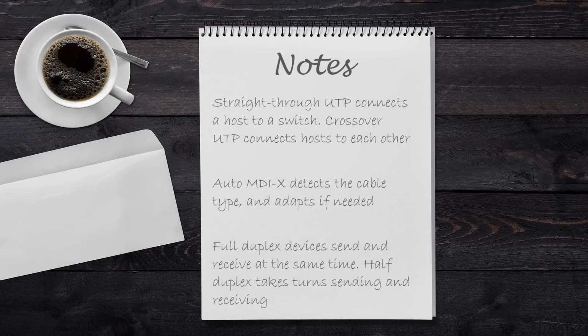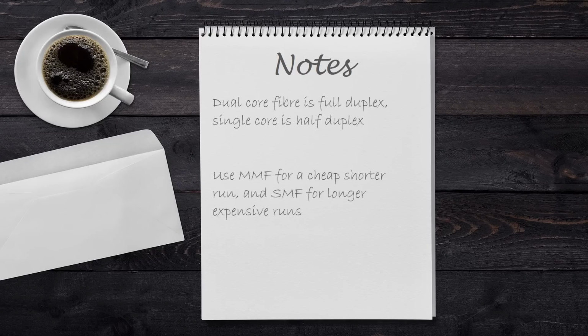A full duplex device can send and receive at the same time. A half duplex device can only do one at a time. An example of this can be found in fibre cabling. Dual-core fibre is full duplex. Single-core is half duplex. If you want a short and cheap fibre run, you can use multi-mode fibre. If it has to be longer, you need the more expensive single mode.